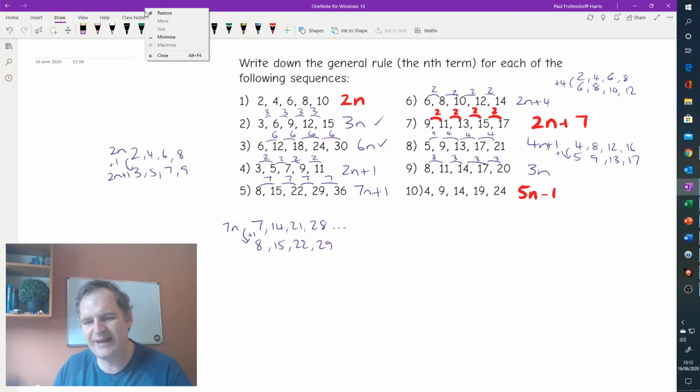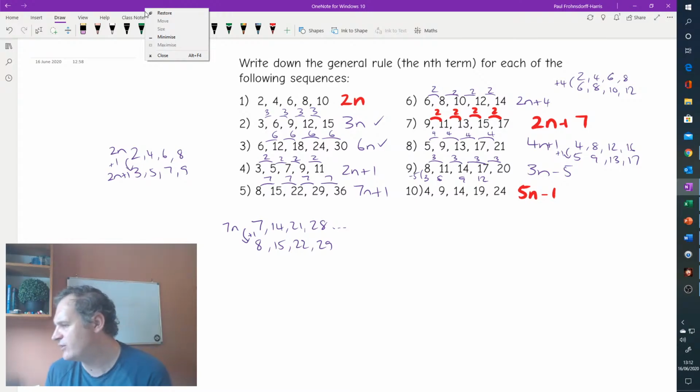So it must be 3n. But normally the 3 times table is 3, 6, 9, 12. So it must be take away 5, because we don't want to start at 8. We want to start at 3. So we have to take away 5 to get there. And that is how you find the nth term of sequences.